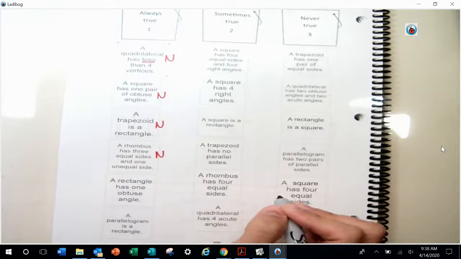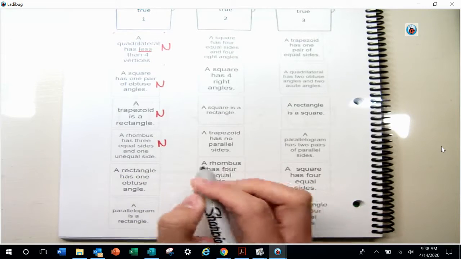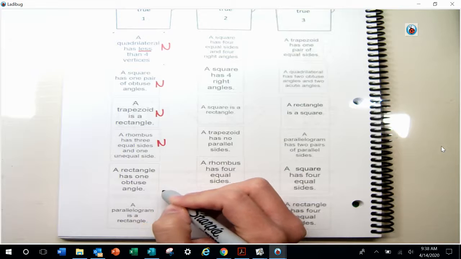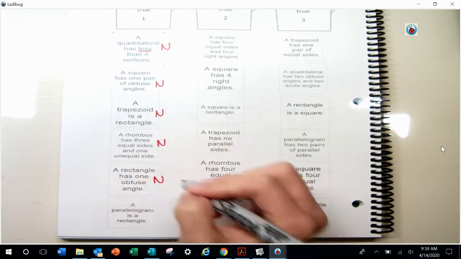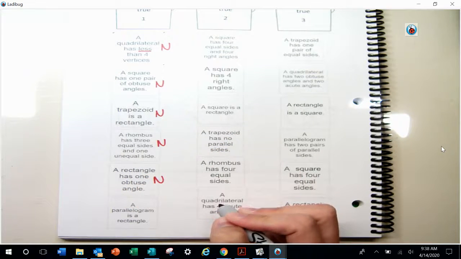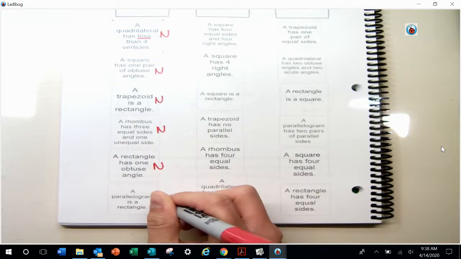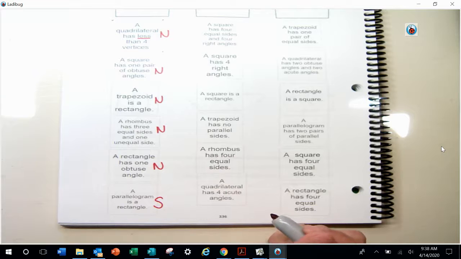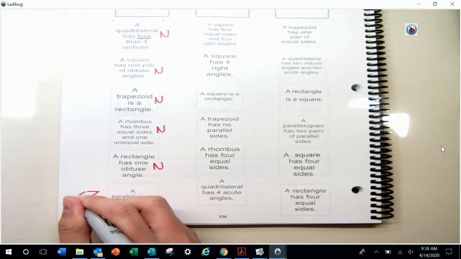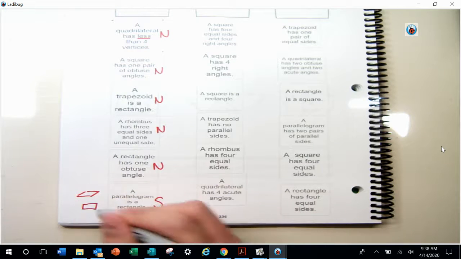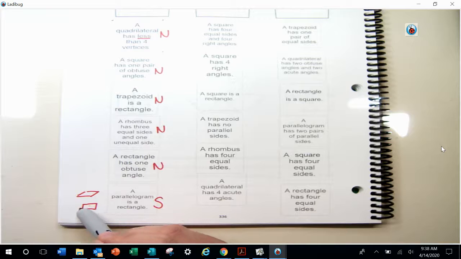I know a lot of you are thinking, is this the never column? But it's not. A rectangle has 1 obtuse angle. Well, a rectangle has 4 right angles, so this is never going to be true. A parallelogram is a rectangle. This one is sometimes true. Parallelograms, yes, normally we might think of something that looks like that, but a parallelogram can also look like this, where all the sides are parallel to another side.